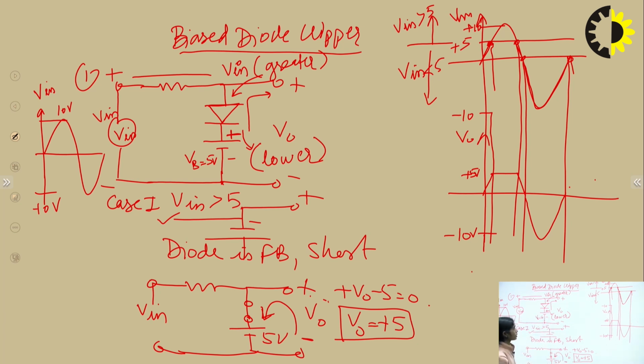So this is for this arrangement. In this we will get some portion of the positive side clipped off at 5 volt and remaining portion will appear as it is. So this is one of the circuit arrangements. We can see another arrangement with the battery terminal reversed.